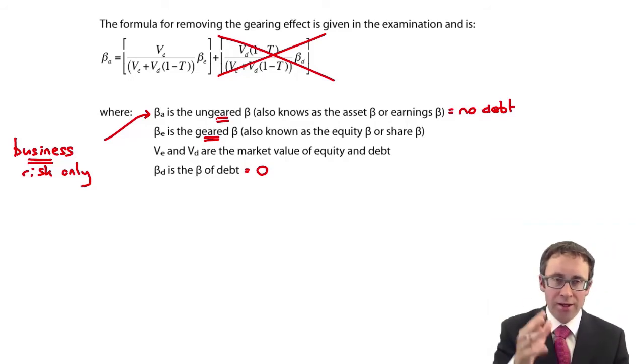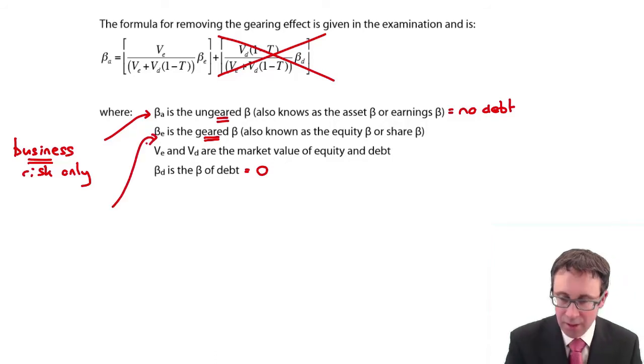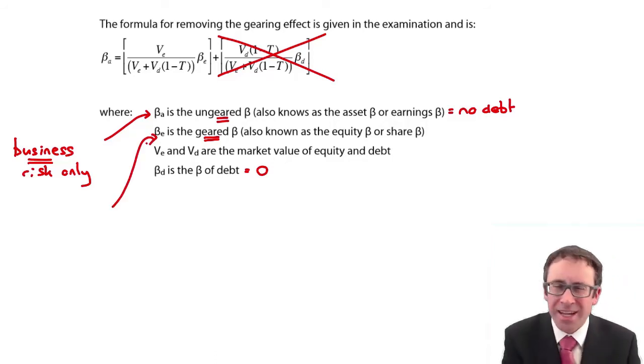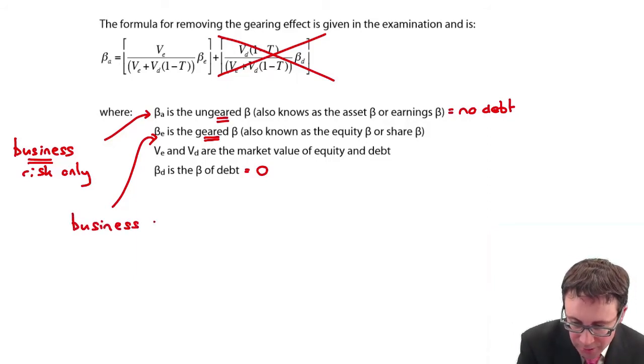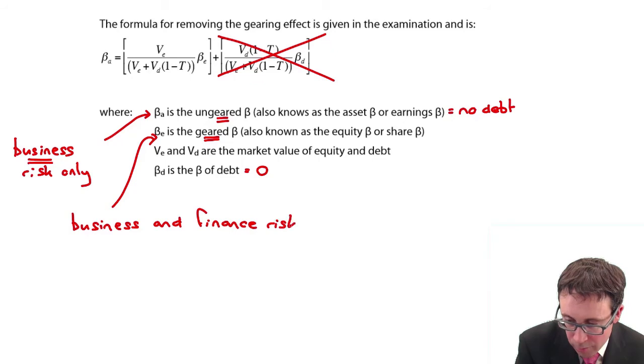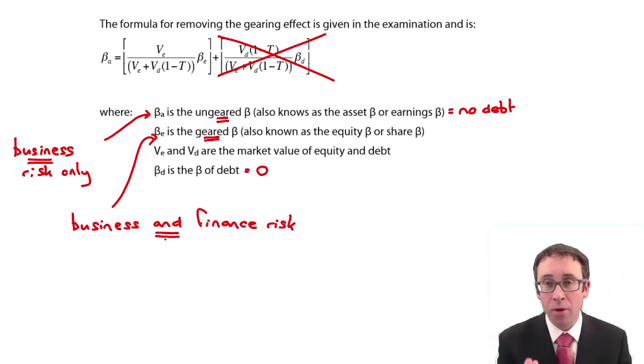Which is why I prefer to refer to it as ungeared and geared. Ungeared is the business risk only. The geared beta, so beta equity, reflects the business and the finance risk. Okay, it reflects both.